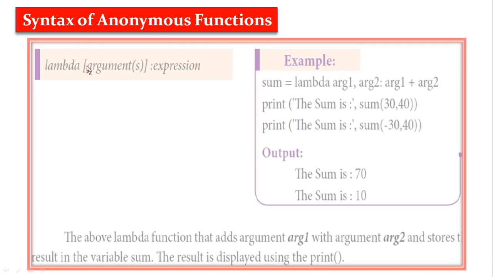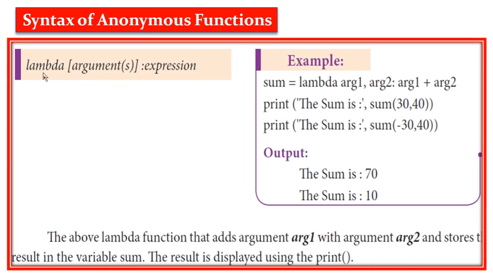Syntax of the anonymous function or lambda function: lambda followed by argument list, followed by colon, with expression. Here see the example. Here the special keyword lambda is given, so this function is called a lambda function or anonymous function. This function has no name, but the keyword lambda is used here.